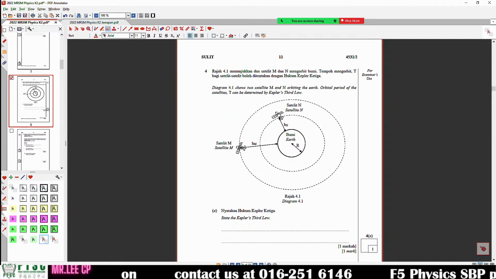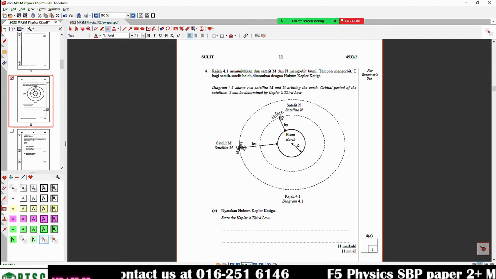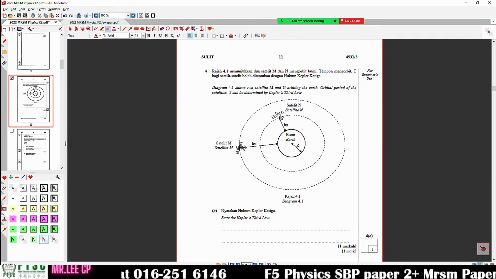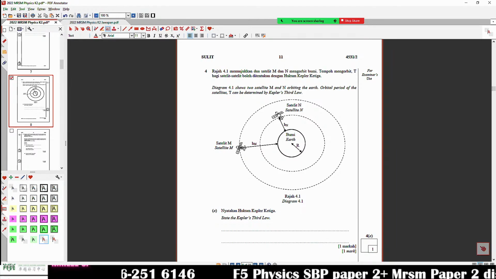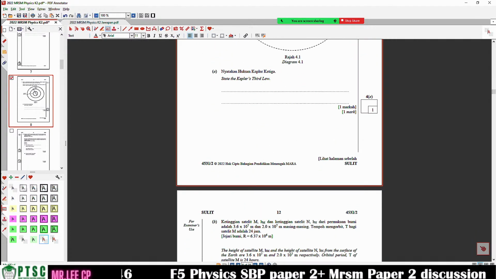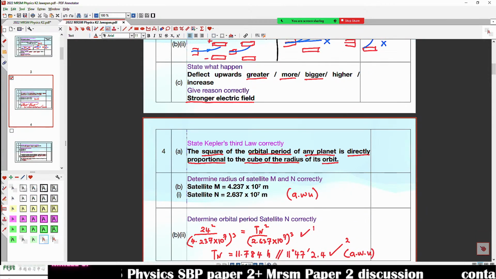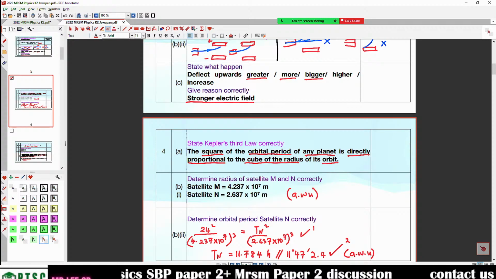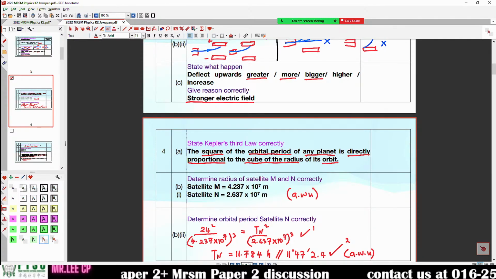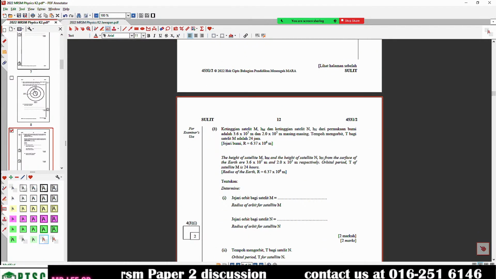State Kepler's third law. Diagram 4.1 shows two satellites M and N orbiting the Earth. The orbital period of the satellite T can be determined by Kepler's third law. Name the law. This one you have to memorize: the square of the orbital period of any planet is directly proportional to the cube of the radius of its orbit. No choice. T squared is directly proportional to R cubed.